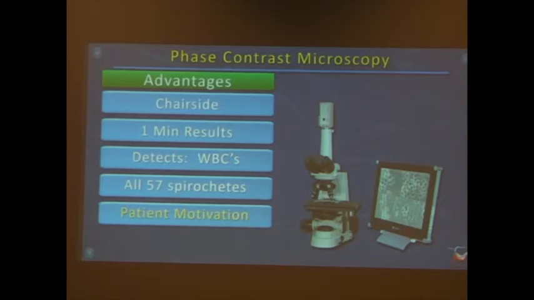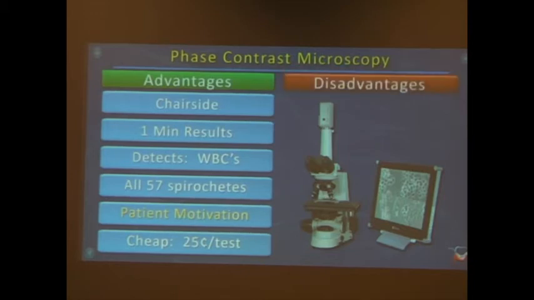Oh, my goodness, quite a lot. Well, I don't have to preach to the choir about it being a patient motivator, do I? And it's cheap. The actual cost per test, exclusive of the equipment, is about 25 cents.